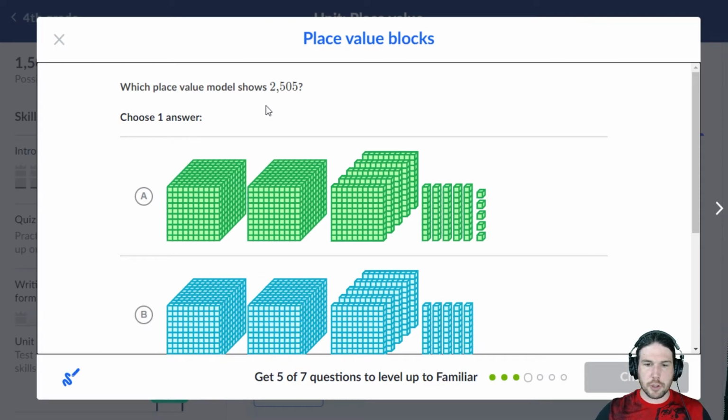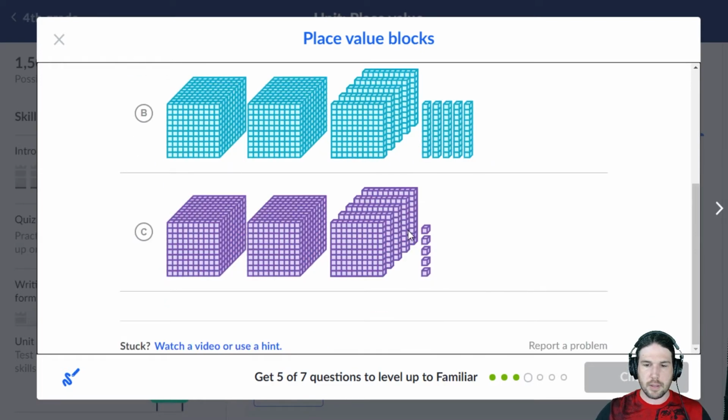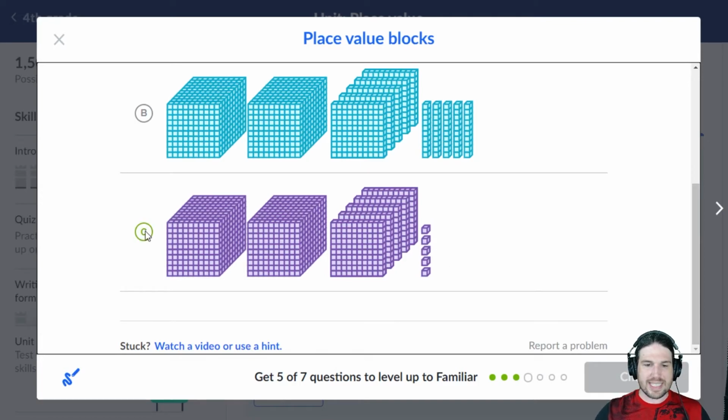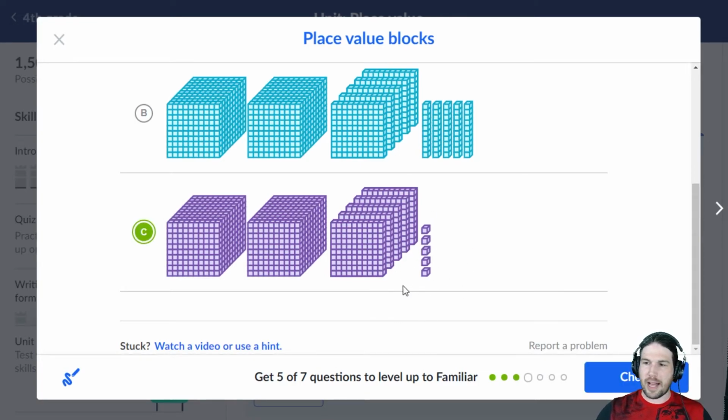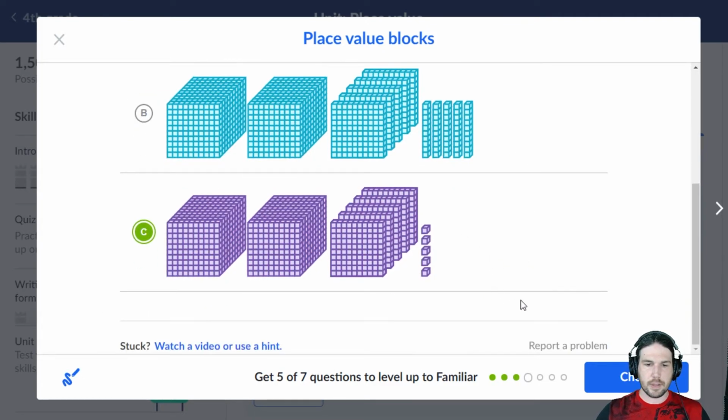Which place value model shows 2,505? Well, all three of these have 2,000. All three of them have 500, but only C has only the 5. Right? B is 550 and C is 555. And A is 555. So C is the correct answer.